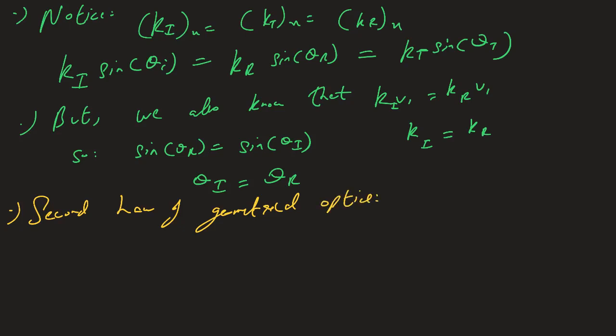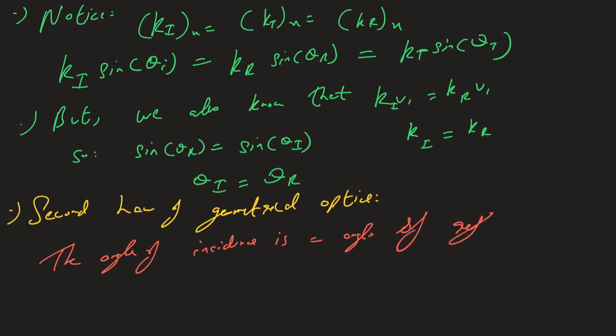Second law of geometrical optics, which is that the angle of incidence is equal to the angle of reflection. I mean, you probably knew this fact before, but now you know why, right?